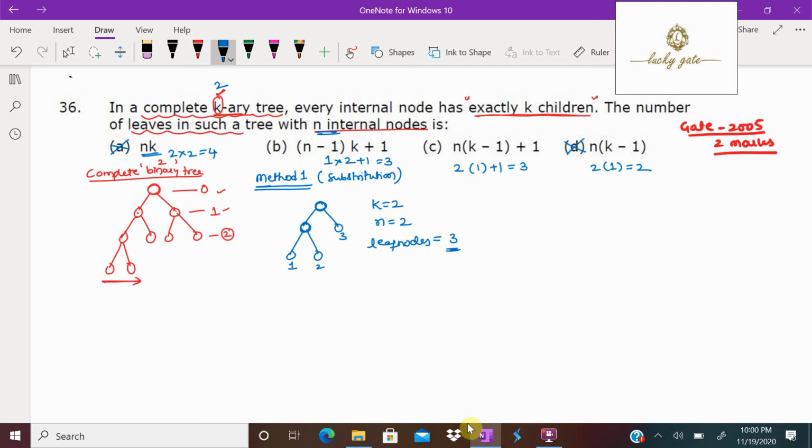So I will elaborate this example. I will take one more complete binary tree. Now here this complete binary tree is also called a full binary tree because all the levels are full, right?